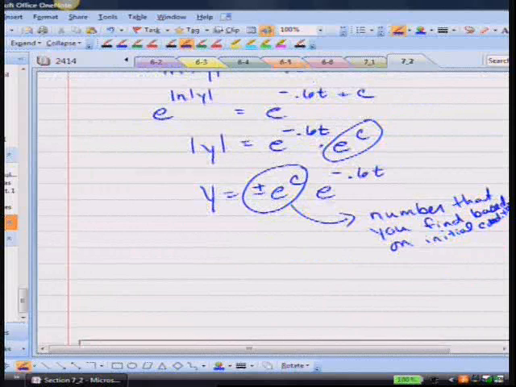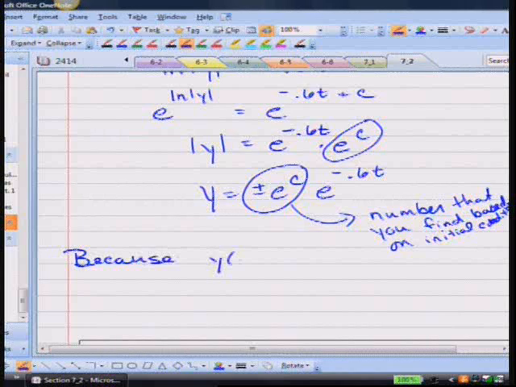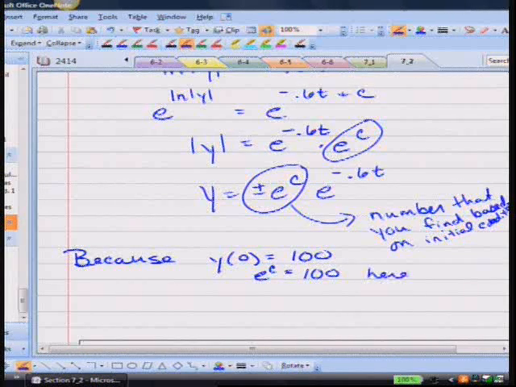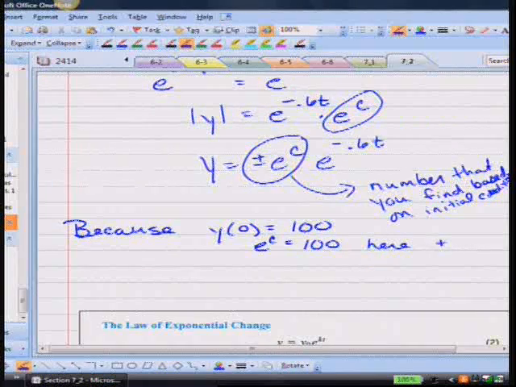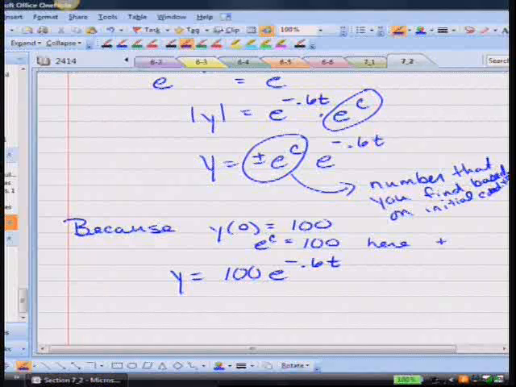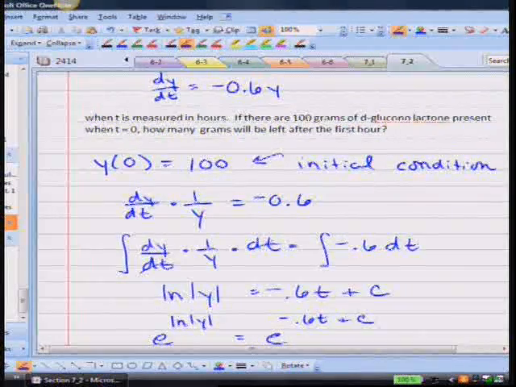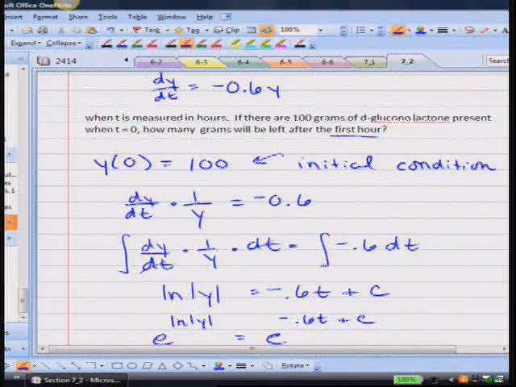Okay, so because y at 0 equals 100, we see that e to the c is equal to 100, and here it's positive. So our equation is y equals 100 e to the negative 0.6 t. All right, and so now we can answer the question, which is how many grams will be left after the first hour? Okay, notice t is measured in hours.